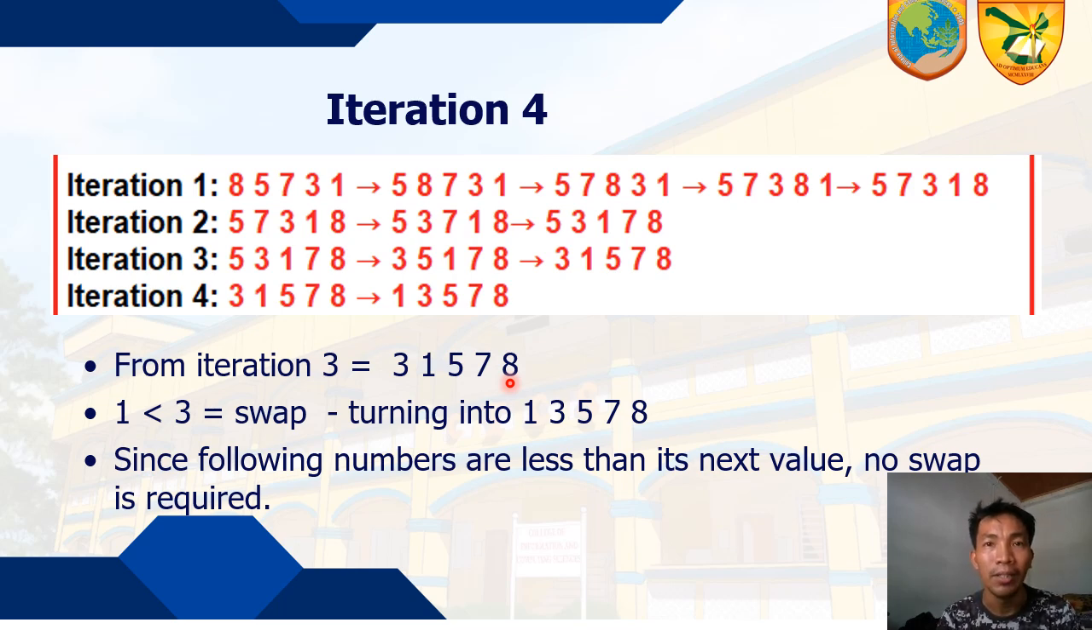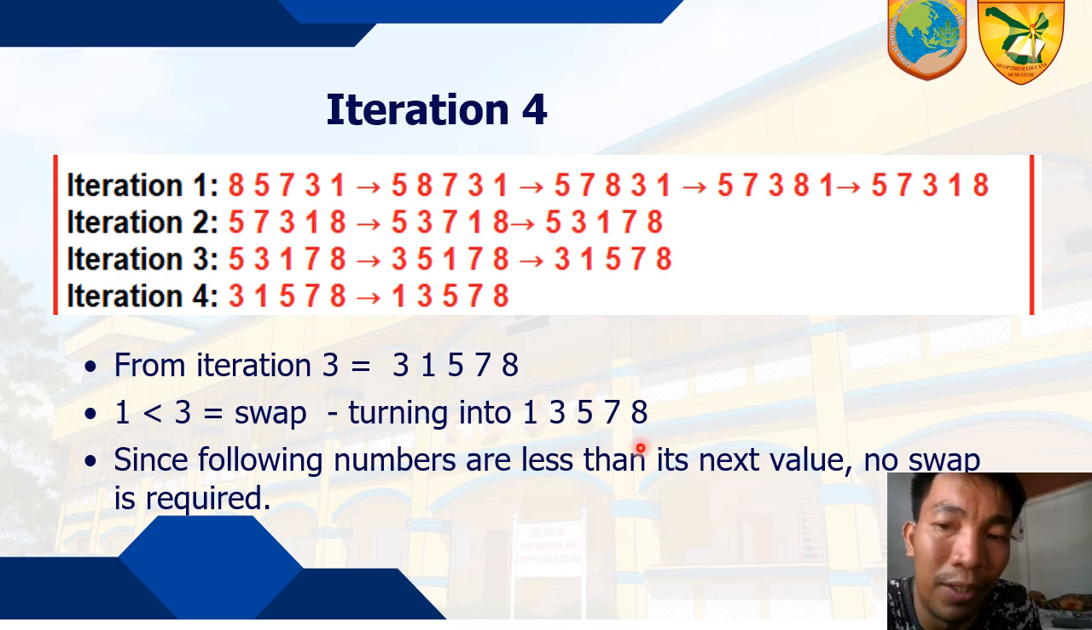So, this iteration starts with the sequence 3, 1, 5, 7, and 8. Here, the first two elements, 3 and 1, are being compared. 1 is less than 3, so we perform a swap, which results in an ordered list of 1, 3, 5, 7, and 8 respectively.